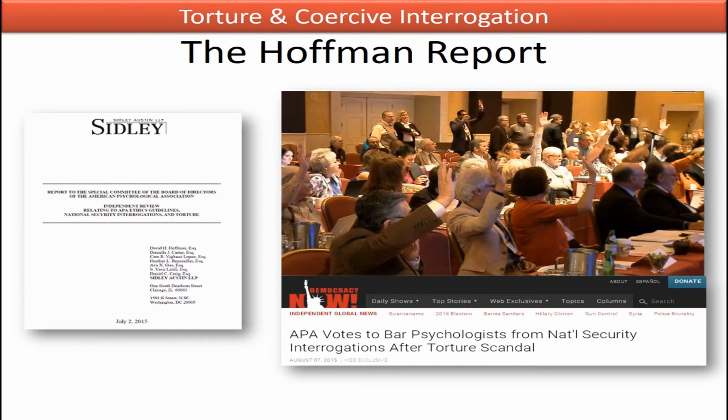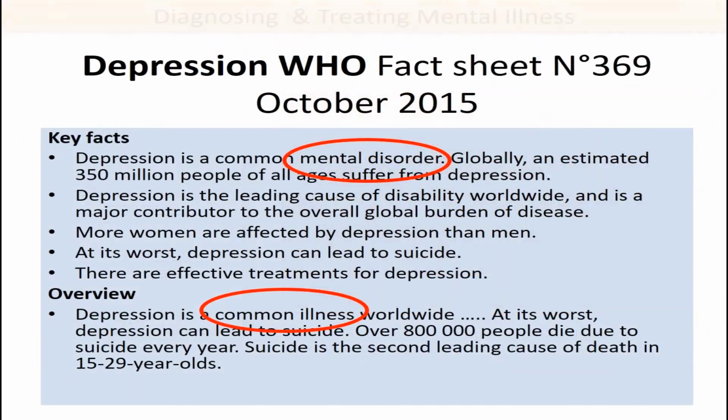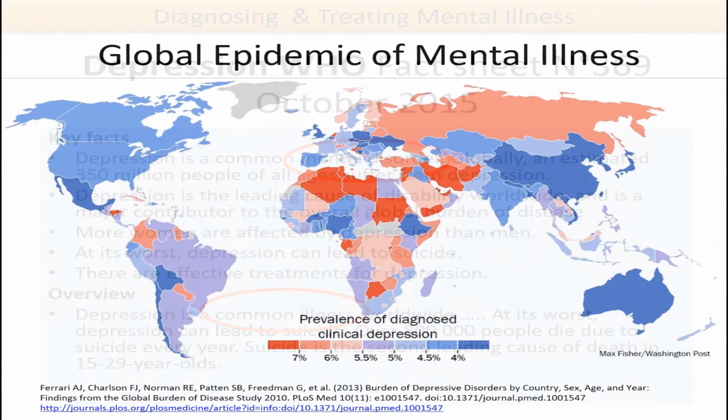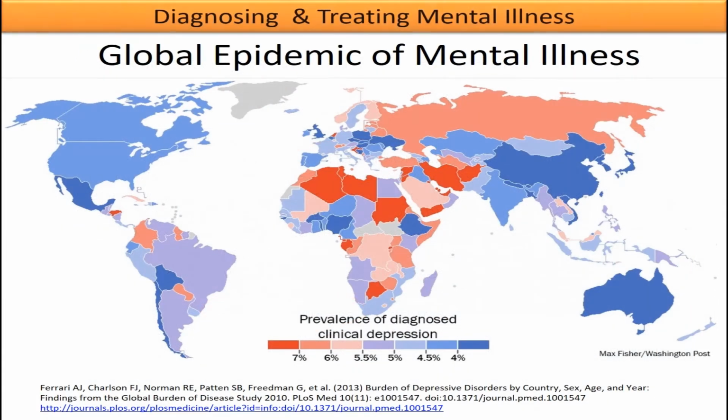Now, to the second controversy. Here's a recent fact sheet on depression from the World Health Organization. You see that depression is referred to as a mental disorder and as an illness. And here is the results of recent research undertaken by the University of Queensland, published in the Public Library of Science. This is part of the narrative of an epidemic of mental illness.